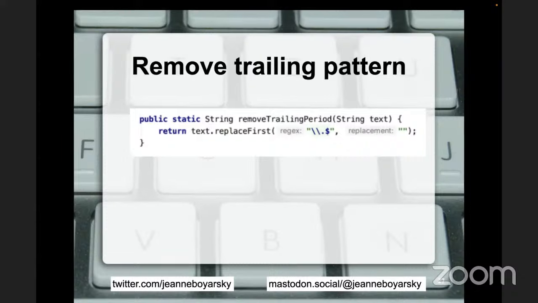Okay, now I can do the same thing at the end. $ anchors to the end. So I'm using replaceFirst again, because again, there's only going to be one end of the string. Dot means match any character. And the backslash is to escape it and make it a real dot because I don't want to replace any character. I want to replace an actual dot. We all know what the second backslash is for. It's because it's Java, so you need to escape the first backslash.